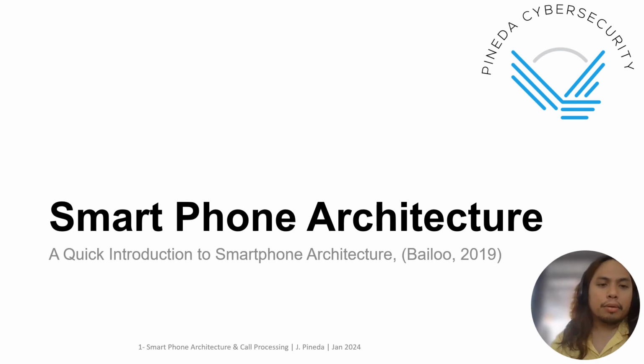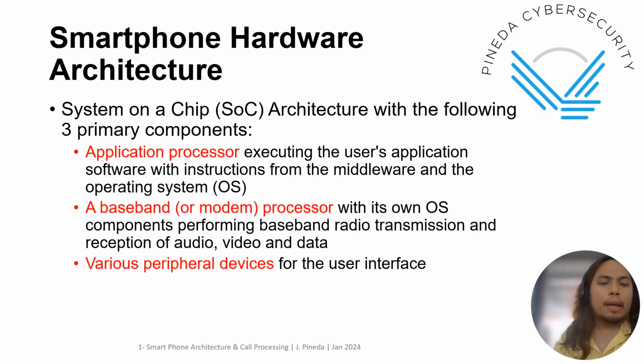All right, so let's go to the smartphone architecture, which the contents came from Bailu 2019. So for a smartphone hardware architecture, it's also called a system on a chip architecture because it has three primary components, similar to a computer.